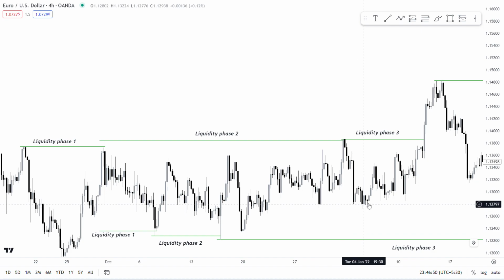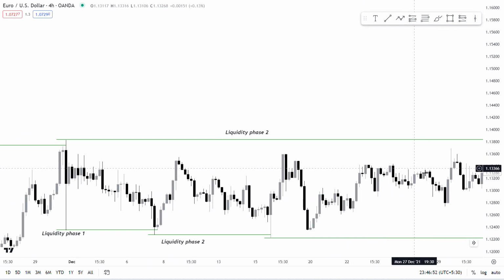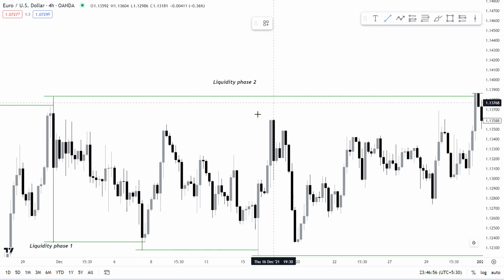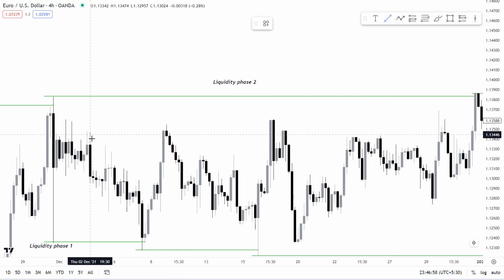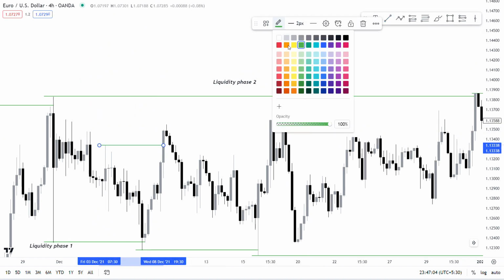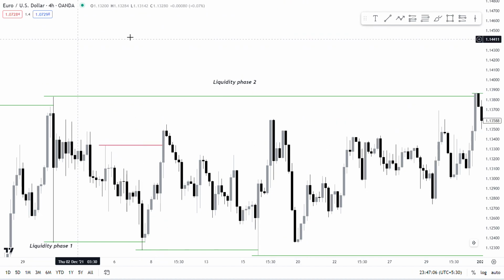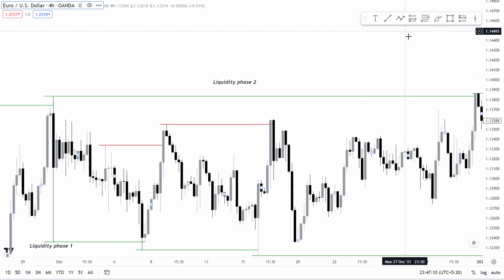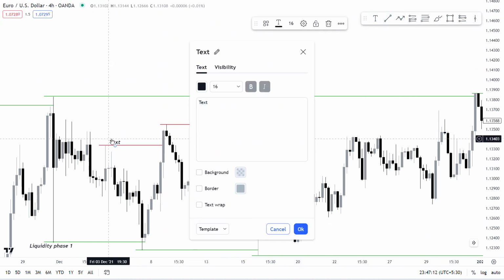If you see, this is the major liquidity cycle. In the major liquidity cycle, there is also a minor liquidity cycle too. This is the green high. Liquidity phase 1. Let's use the color red. This is the liquidity phase 1. Liquidity phase 2. Let me annotate for you. It will be clear to you.